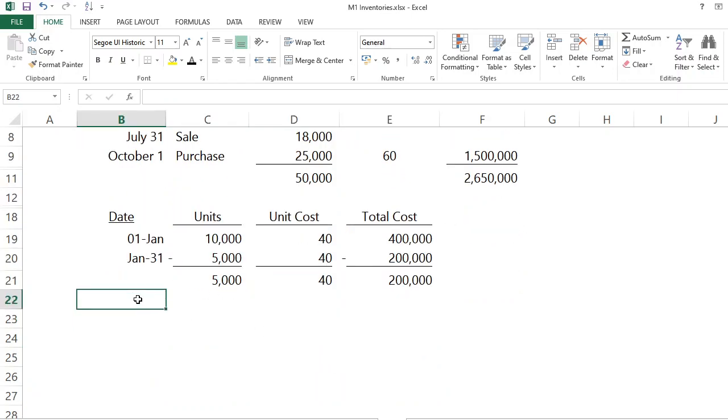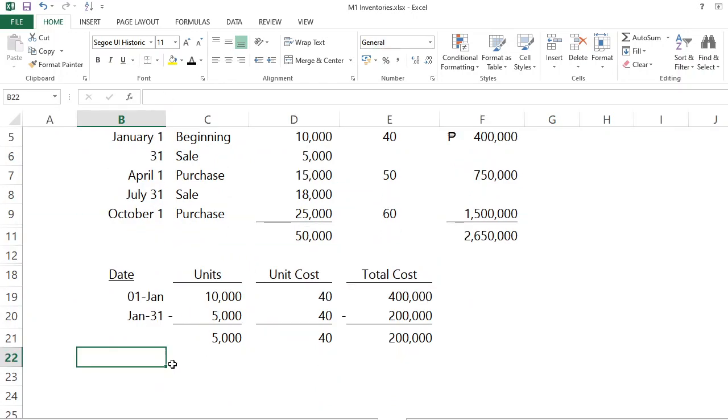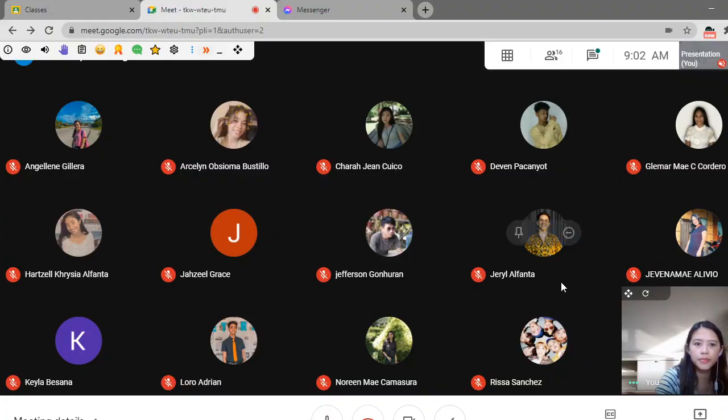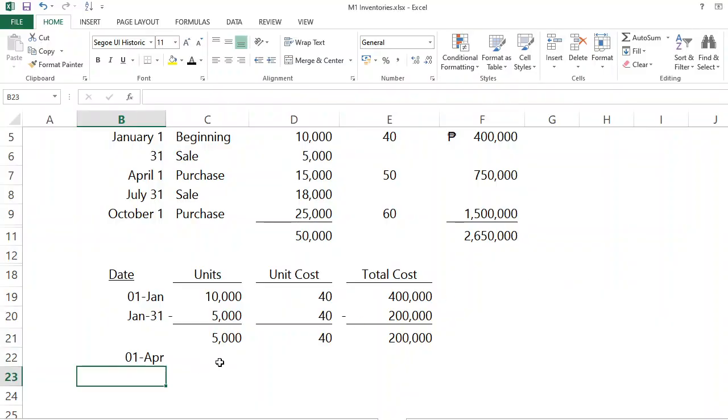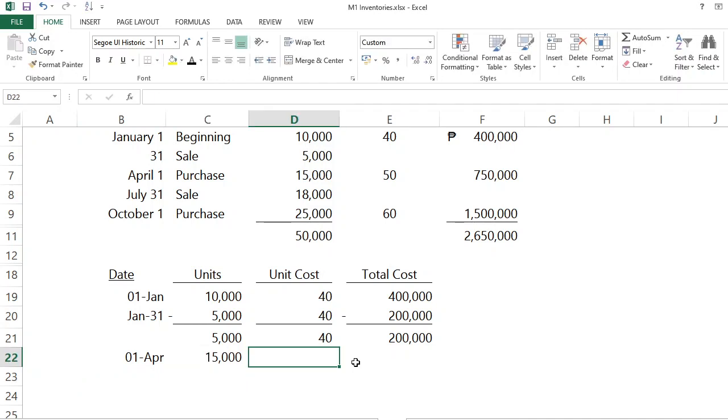Then, our next transaction was April 1. Ito, purchase. So, on April 1, check sa nako, ha? Kay murag na ay nag-admit. Okay. On April 1, there was a purchase of 15,000. So, purchase man, so plus. And how much? 50 kada isa. Therefore, there is a 750 cost.